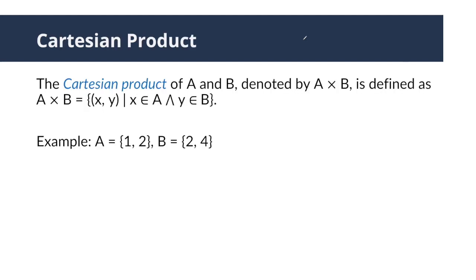The next concept I want to talk about is called the Cartesian product. Here is the definition. The Cartesian product of A and B, which are 2 sets, is denoted by A cross B. And it's defined as this set.